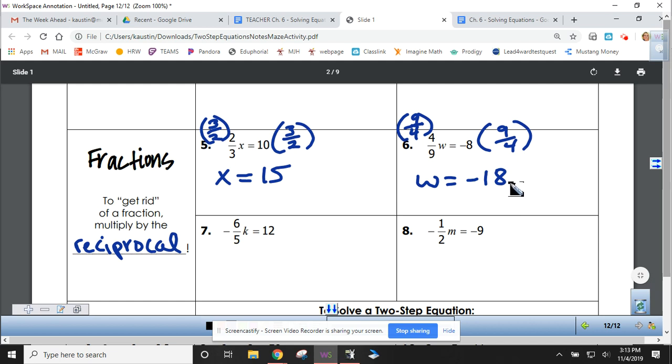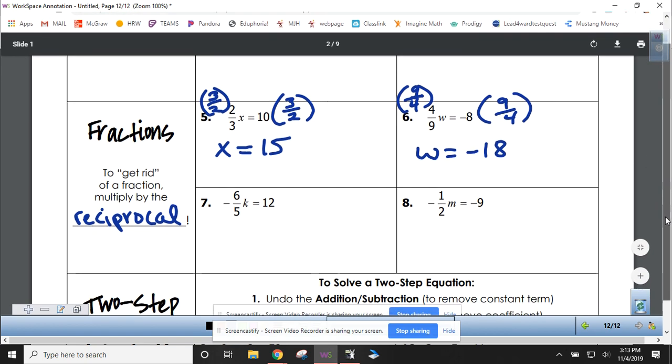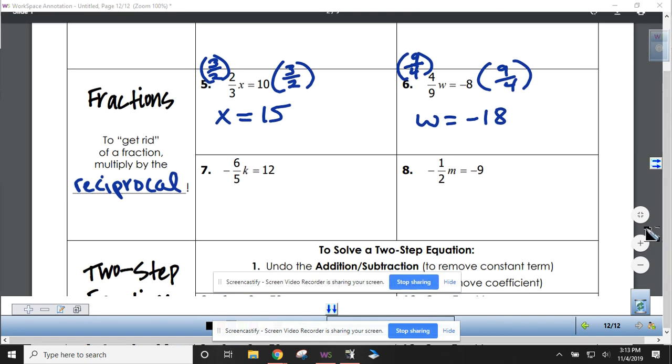Remember, if you're not sure about your answer, go back, substitute what you're getting for your variable. You would do 4/9 times -18. Make sure you get -8. If you don't, you did something wrong. You have to go back and check. So on a multiple choice test, if you're unsure about your steps, at the very worst, you could take your answer choices and substitute that in for x and see which one gives you this answer.